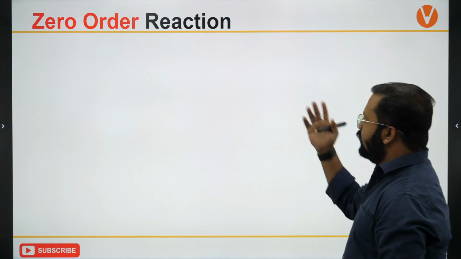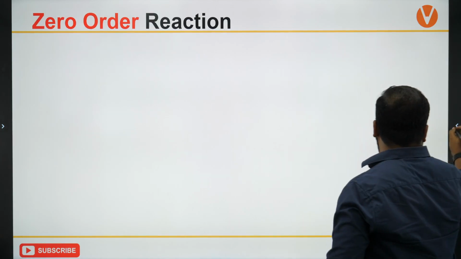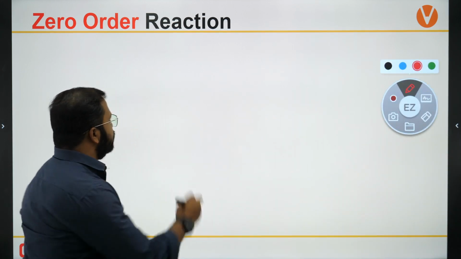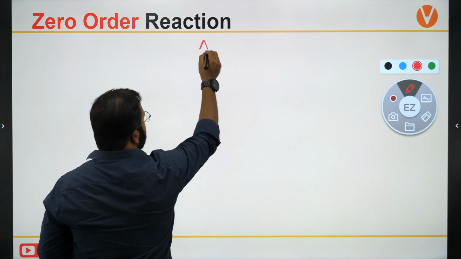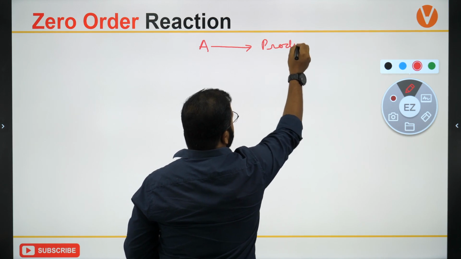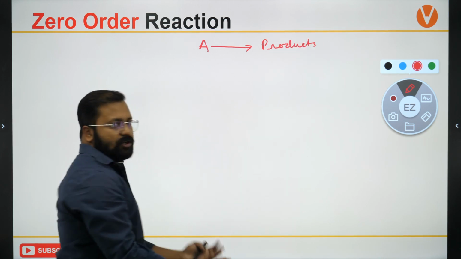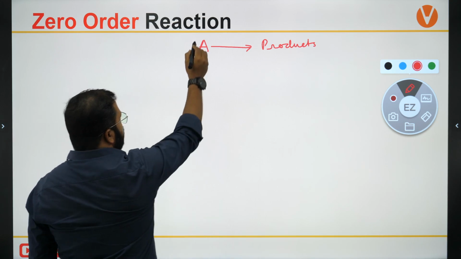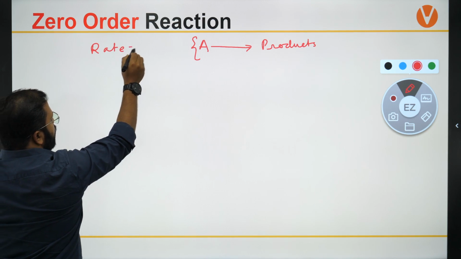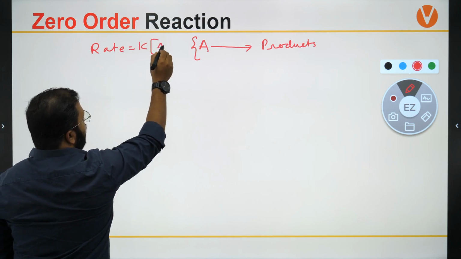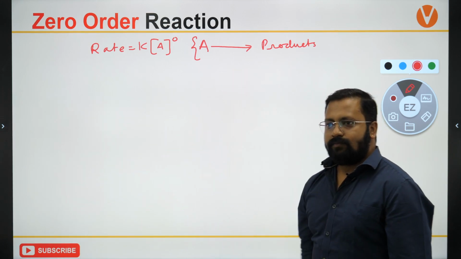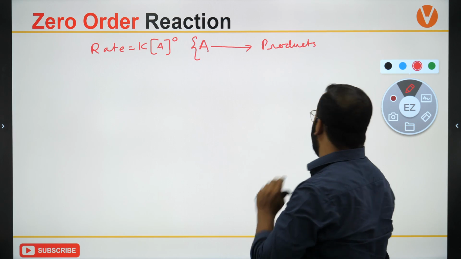So let's discuss what a 0 order reaction is and how we arrive at the rate law. A typical 0 order reaction will be written like this: A changes into products. And for this, the rate law will be written as rate is equal to rate constant times A to the power 0. This will be the rate law for this reaction. Clear?